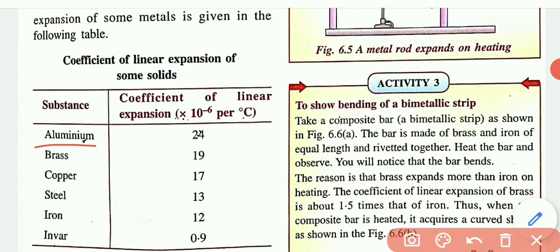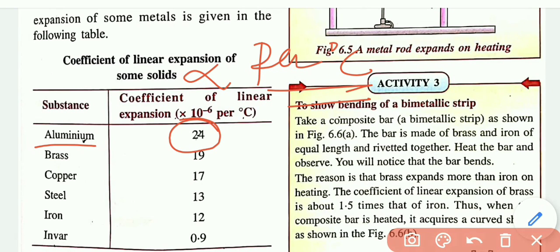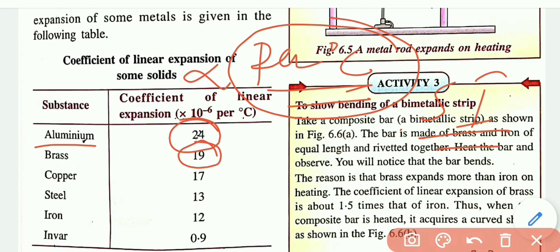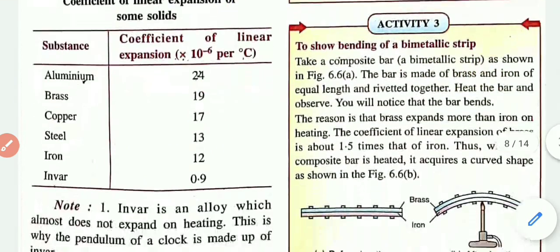Look at this. For aluminium the coefficient of linear expansion is 24. What is the unit? That is alpha per degree centigrade. This is a very important unit. It is not the SI unit, just the general unit. Now brass is 19, copper is 17. This is the coefficient of linear expansion.